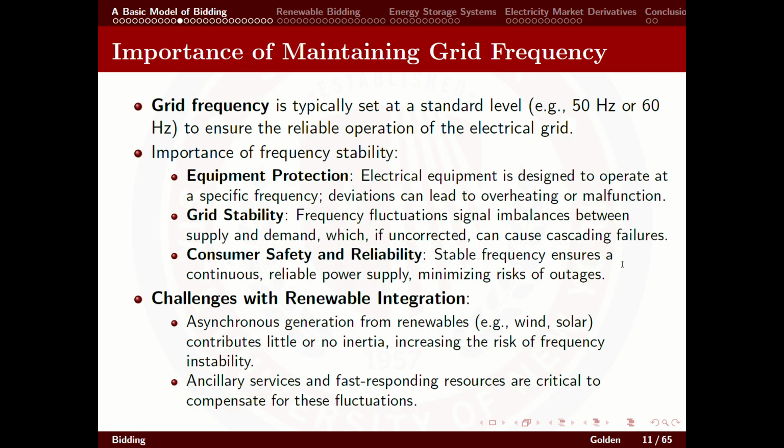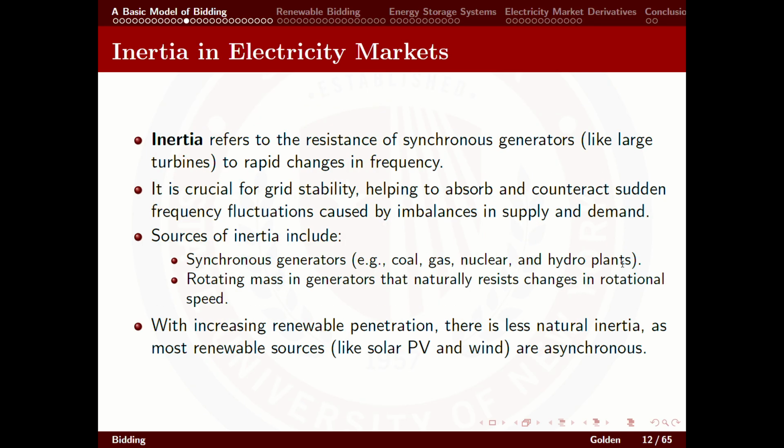And renewables have presented a unique challenge here because it's asynchronous generation. Solar contributes little or no inertia. Wind contributes a lot of inertia, but isn't able to be dispatched whenever you want to, and this increases the risk of frequency instability. And ancillary services and fast-flowing resources are critical to compensate for these fluctuations. Ancillary service markets are only going to become more important.